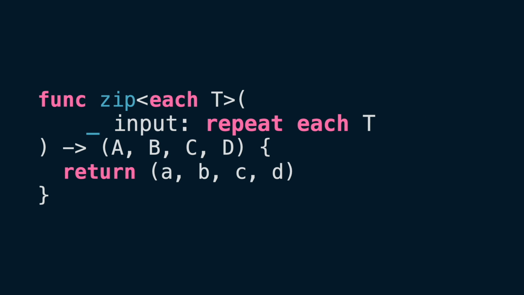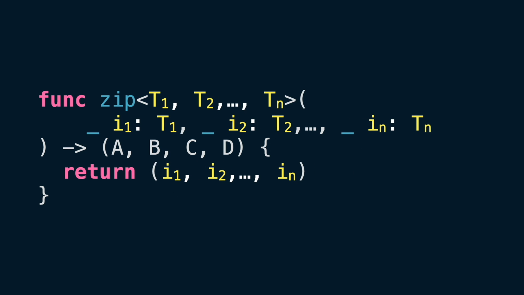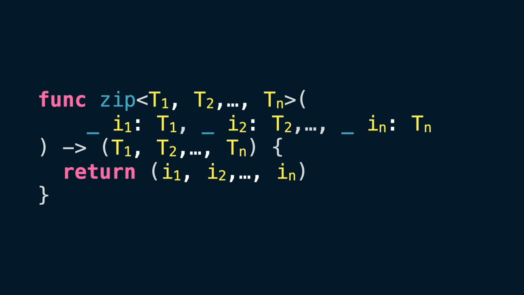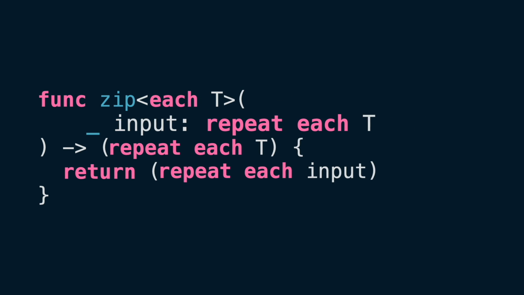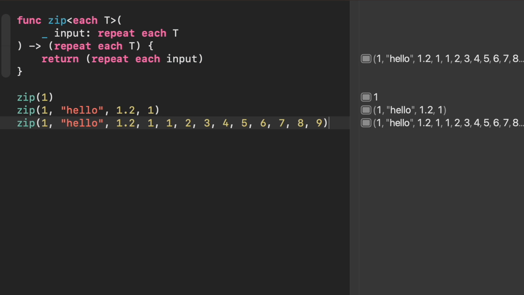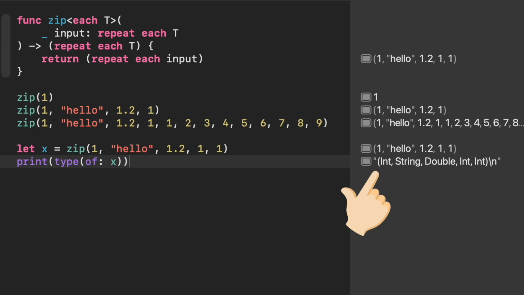Now, to create the tuple dynamically, we will apply the same repetition pattern, but this time using the input and not the type T. This is in fact equivalent to a list of values separated by commas, which is exactly what we need to do for tuples. And lastly, let's use the repetition pattern in the return type. This is equivalent to a comma-separated list of types. And that's it. This function can now work with any number of parameters to create a tuple. In fact, if you check the return type, it's actually a tuple.